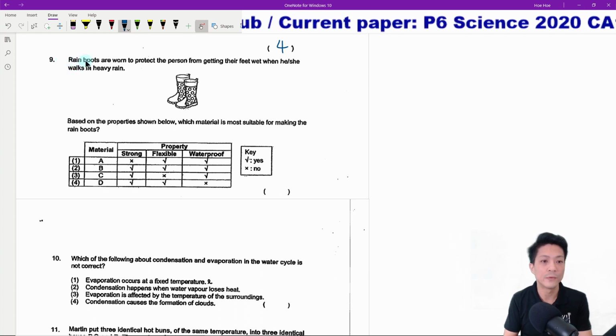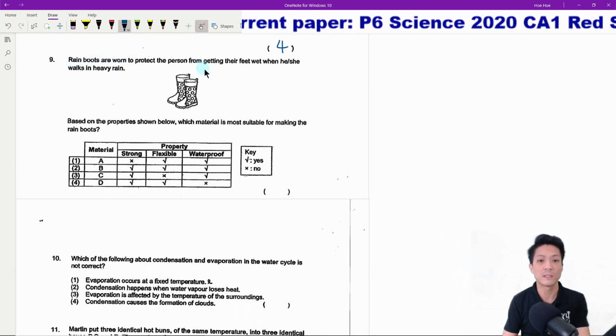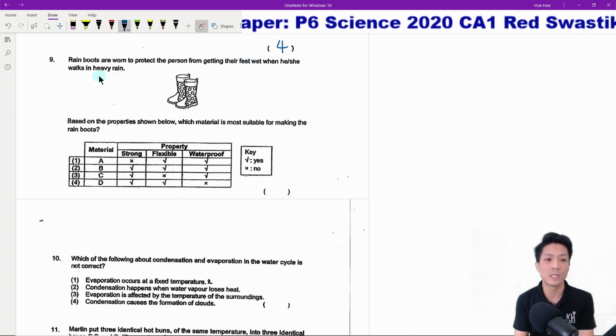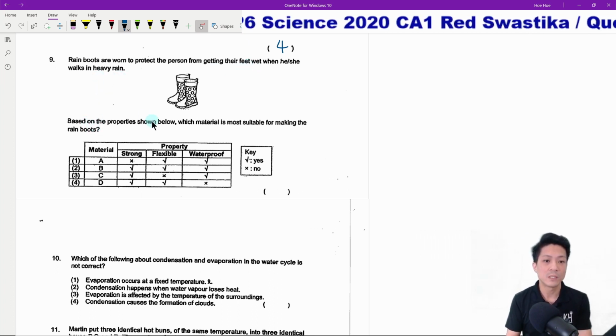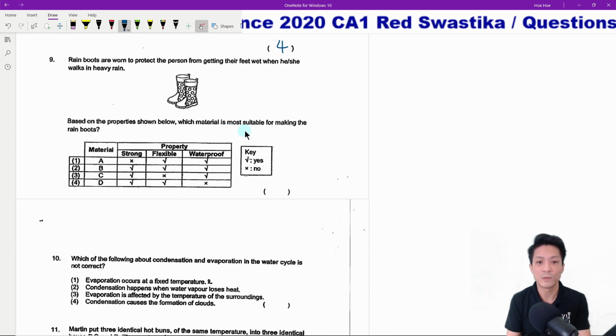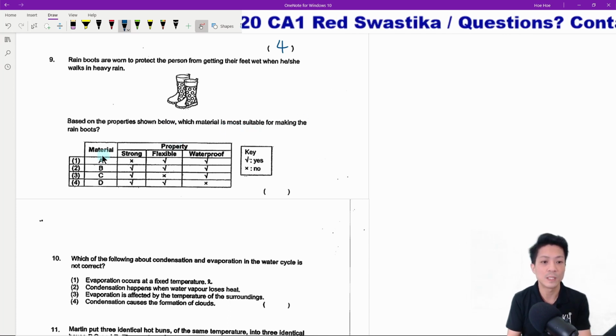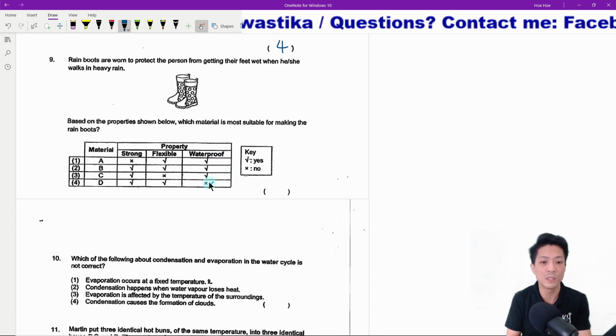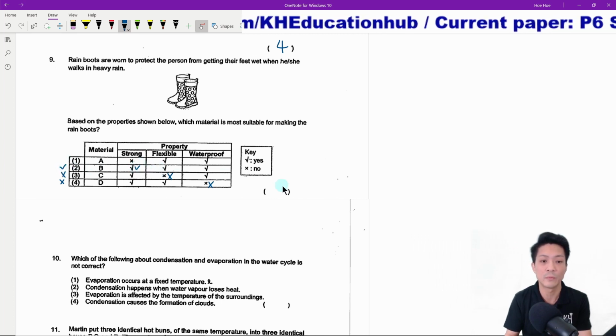Question 9. Rain boots are worn to protect the person from getting their feet wet when he or she is walking in heavy rain. Based on the properties shown below, which material is most suitable for making the rain boots? Definitely for rain boots you want it to be waterproof, so number 4 is out. You definitely want it to be flexible. And do you want your boots to be strong? Yes, you want your boots to be strong because you do not want it to break easily.